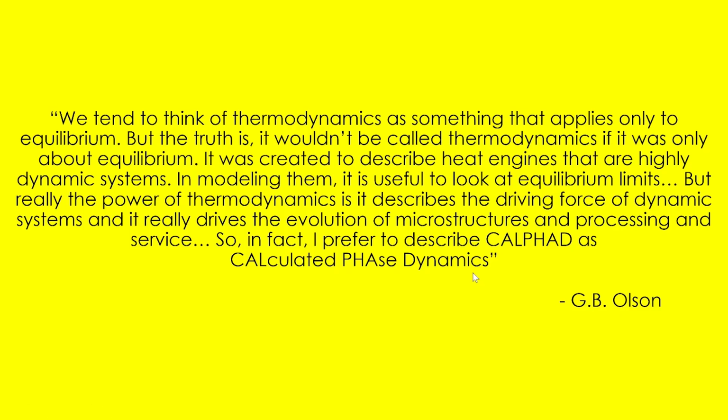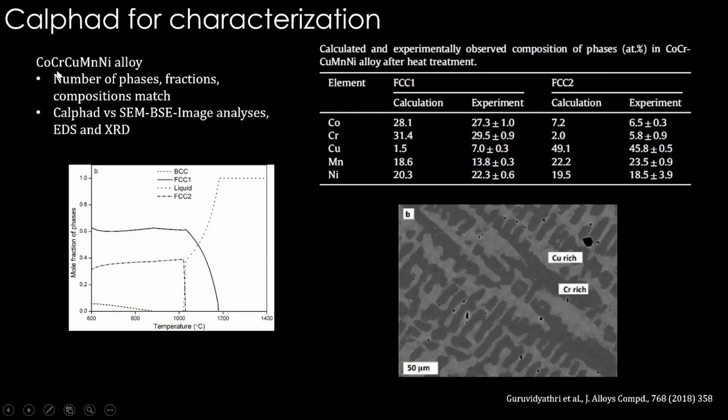Okay, now let's look at how CALPHAD can help in characterization. Okay, so this is a cobalt, chromium, copper, manganese, nickel alloy. We saw this in the last class, and this kind of diagram is the phase fraction plot for this system. At 1000 degrees Celsius, if it is heat treated, the number of phases, their fractions, and compositions all match well between CALPHAD and the experiments. You can see the CALPHAD phase fraction plot here that shows two FCC phases, FCC1 and FCC2 at 1000 degrees Celsius, and calculated and experimentally observed compositions of phases in this alloy after heat treatment are given here.